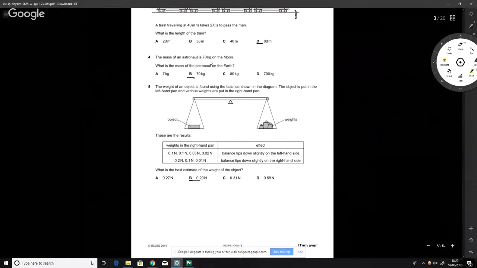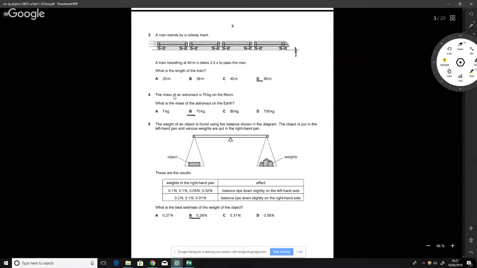The mass of an astronaut is 70 kilograms on the moon. What is his mass on Earth? Well, the mass doesn't change regardless of where you are. So it's 70 kilograms.